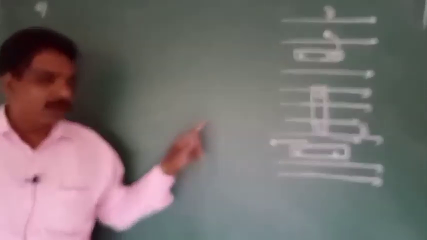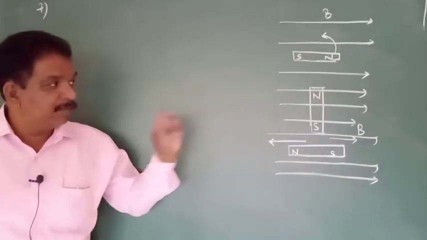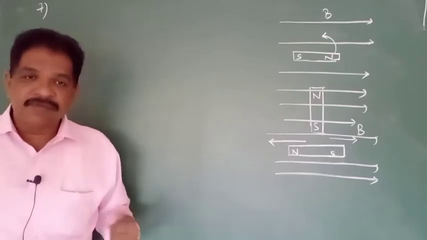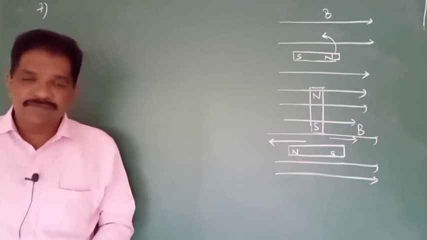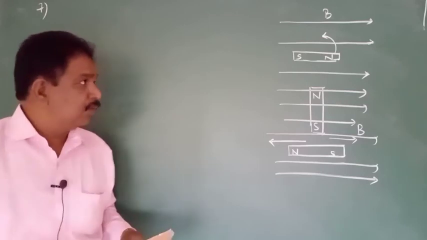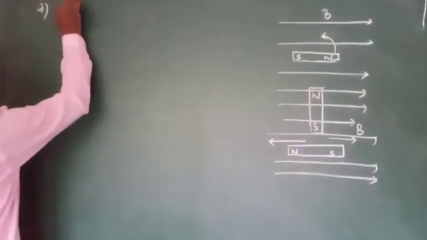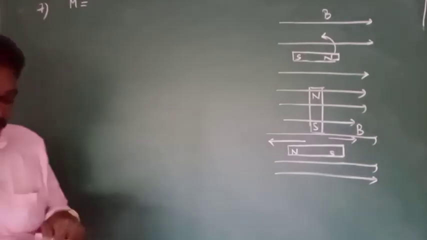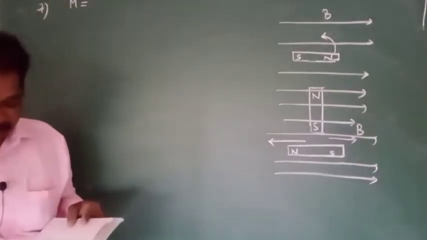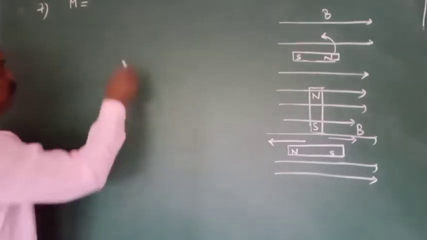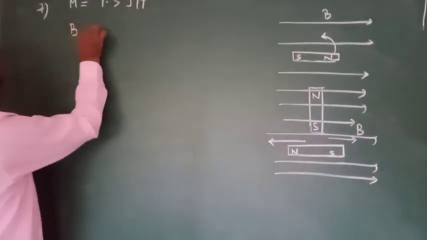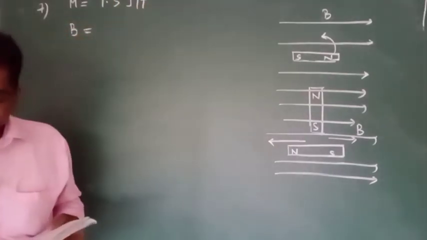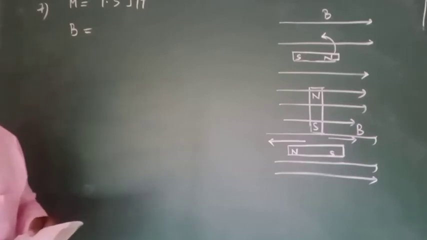What is the formula? Work done to rotate the magnet from an angle theta 1 to theta 2, W is equal to mB into cos theta 1 minus cos theta 2. Here write the given quantities. M value, magnetic moment, they gave as 1.5 joule per Tesla. Next, magnetic induction, they gave as 0.22 Tesla.